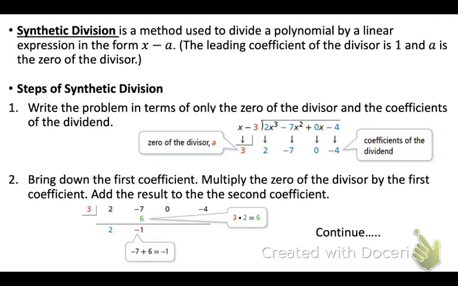Okay, so 3.4, the second part of it is synthetic division. When we learned long division, I told you long division worked for any polynomials, and that's why we had to learn it. Synthetic division is very quick, but it does not work for any polynomial. It only works when your divisor is a linear binomial.